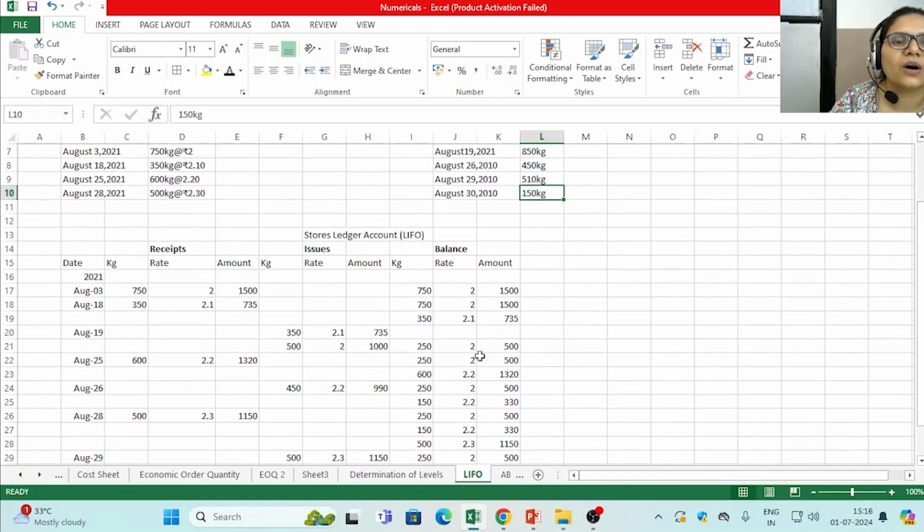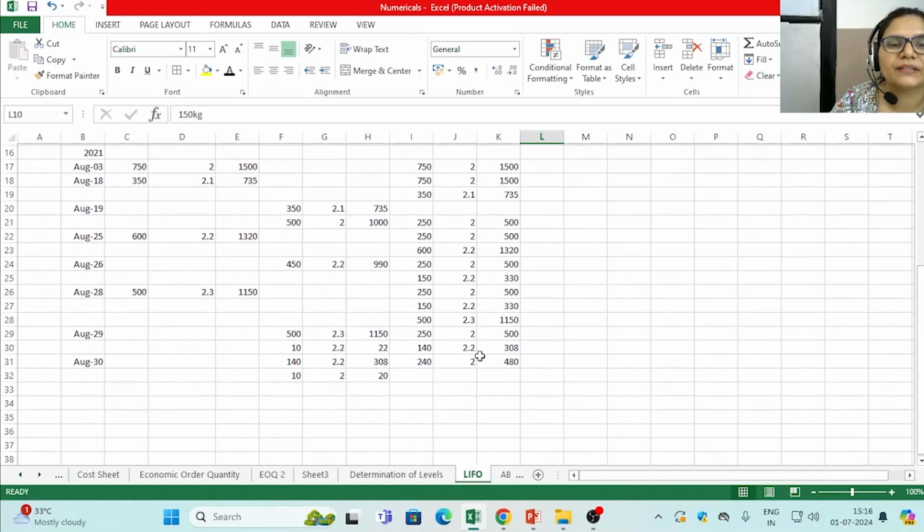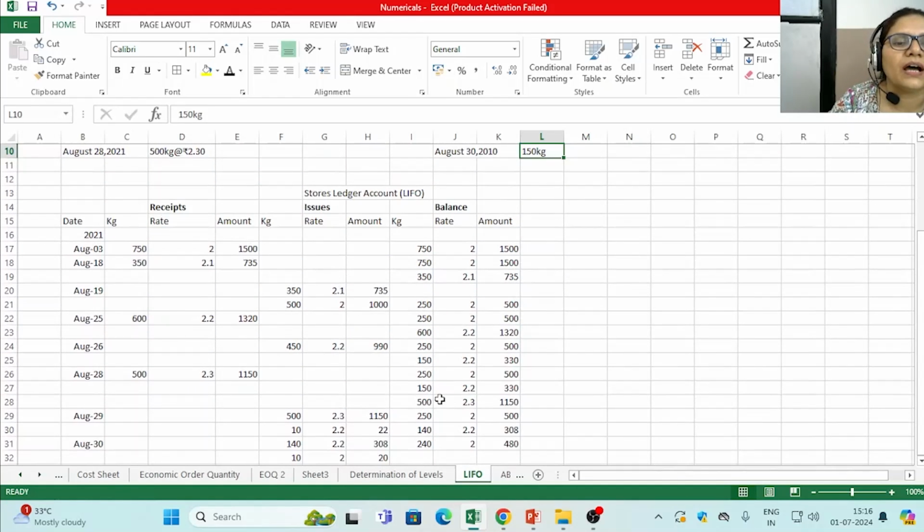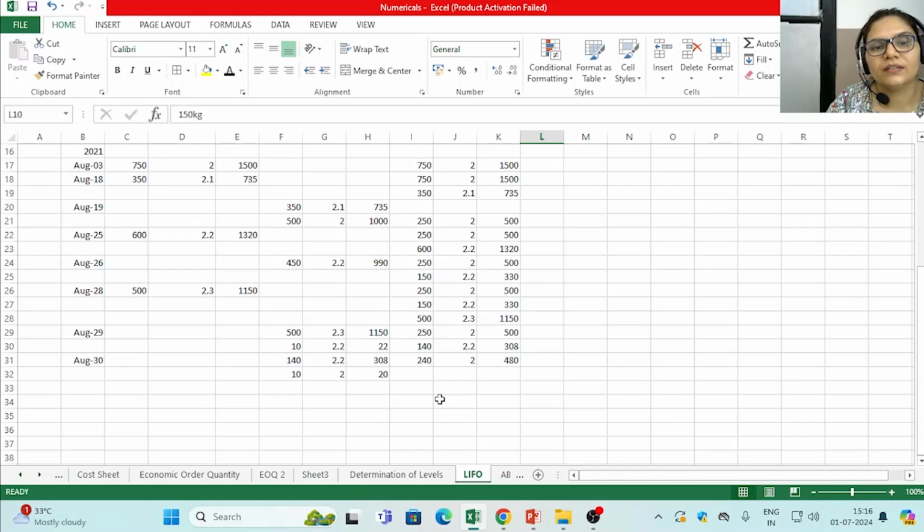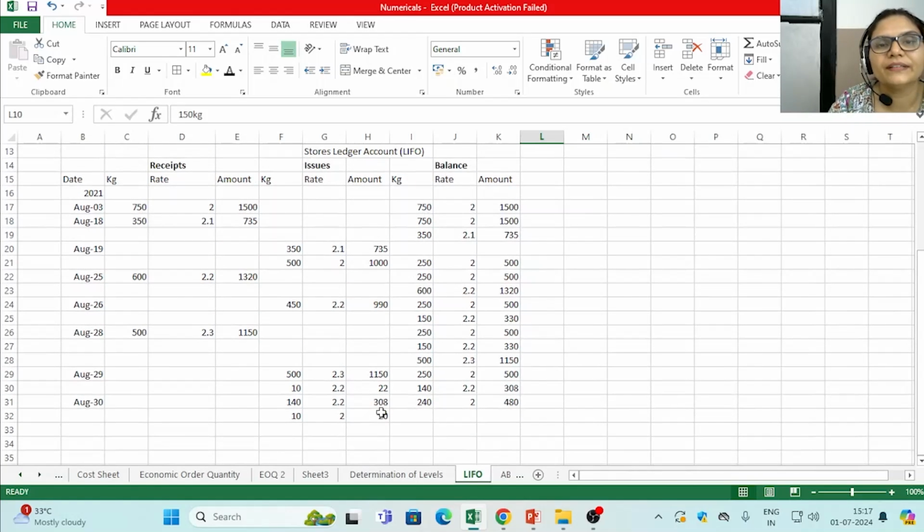So this is how we go with the LIFO method. I think you have understood, and if there is any problem, you can revert back to this numerical and understand the concept.